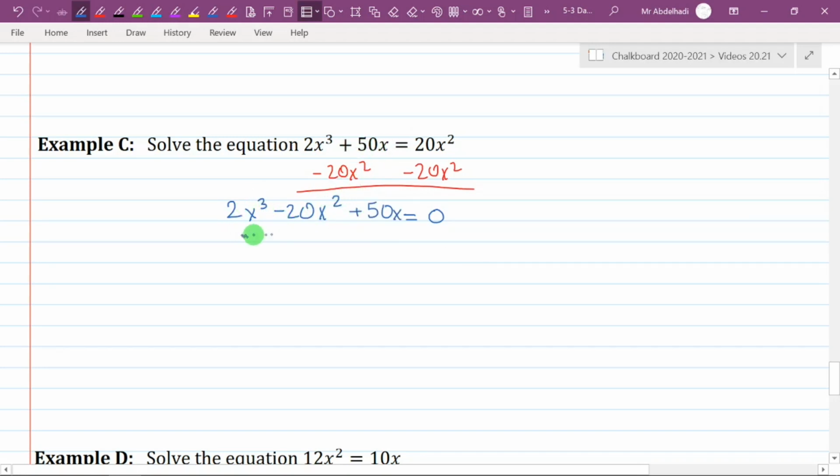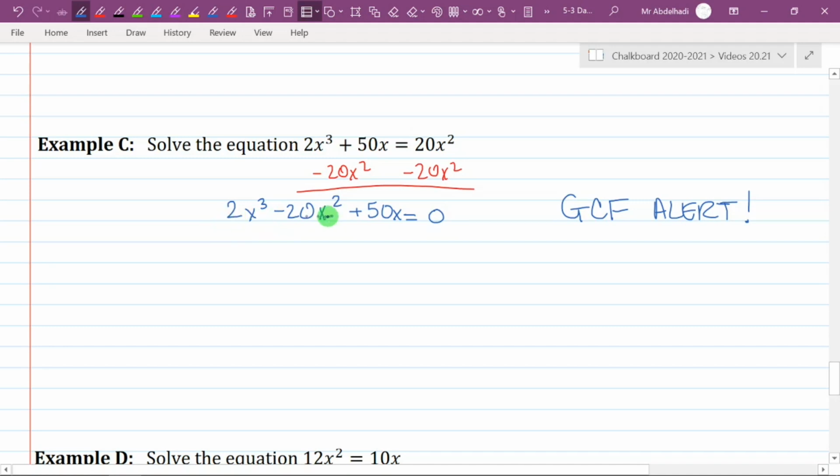Now you look at this and go, okay, can I do reverse FOIL here? And the answer is no. Reverse FOIL is not going to work here, and the reason why it won't work is because there's a greatest common factor. GCF alert. There's a greatest common factor that we can pull out of this. And then after that, I bet you this is going to be a much easier question so that you can use reverse FOIL.